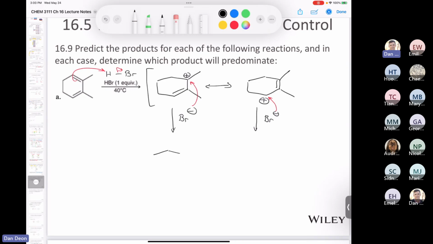So there we go. So I end up with this compound as one of my products, and I end up with this compound as one of my products. All right, and of course, this is racemic. This is racemic. If I call this one A and I call this one B, could anybody tell me if we're at 40 degrees Celsius, which one of these is going to predominate? Would it be A or B?